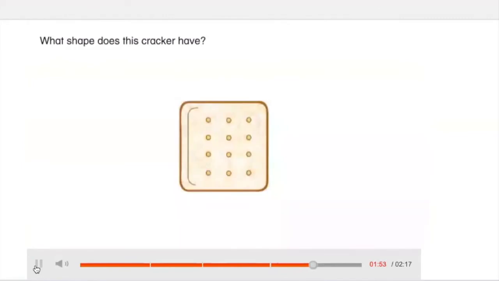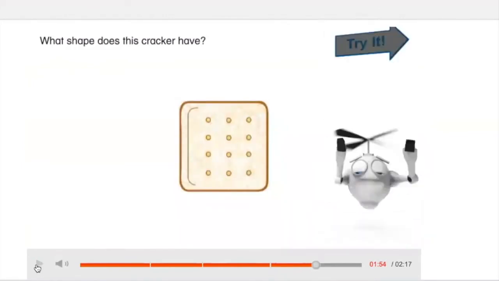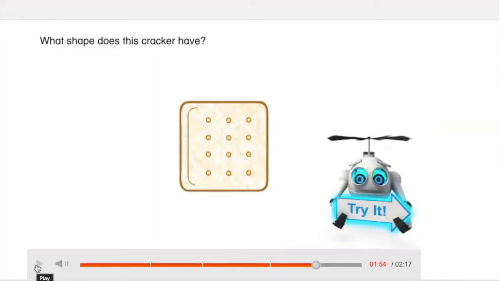What shape does this cracker have? What shape is the cracker? How do you know? You can say the cracker is a, I know because. Yes, the cracker is a square. We know because it has four straight sides. 1, 2, 3, 4. Four right angles, four perfect corners, kind of like a table or a rug. And it's not just any old rectangle, it's a square.